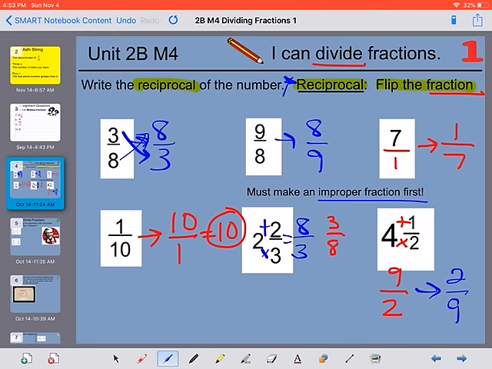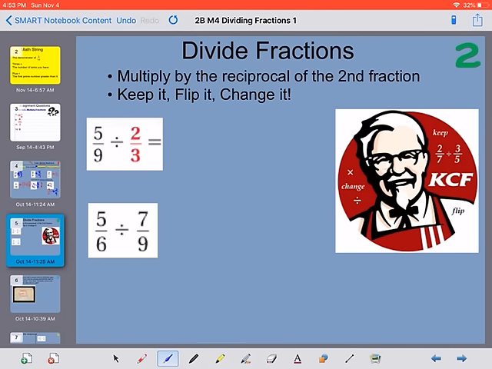So that's a skill that we will need for when we divide fractions. When we divide fractions, we are multiplying by the reciprocal of the second fraction. So we keep the first fraction the same. That's our saying here, keep it. Our second fraction we need to change. Keep, change, flip. Keep, flip, change. Doesn't matter what order you say it. Our first fraction stays the same. Our second fraction we're flipping, we're taking the reciprocal, and we're changing the division to multiplication.